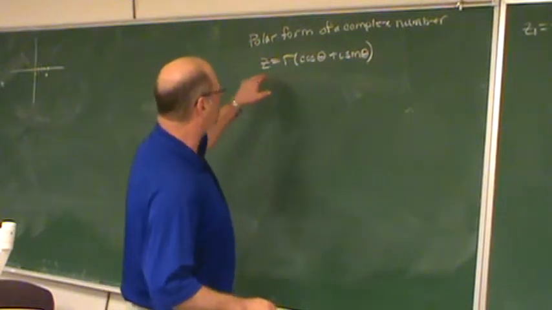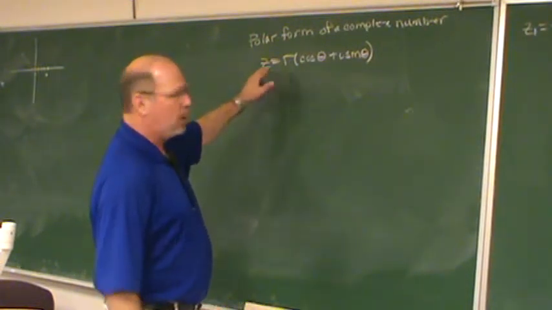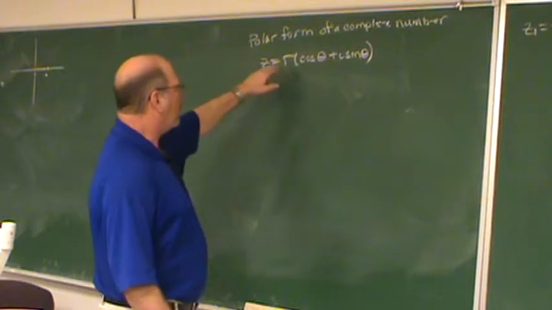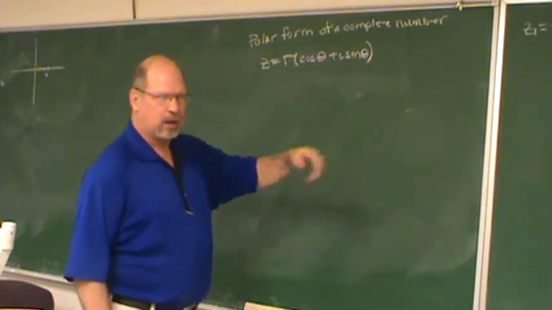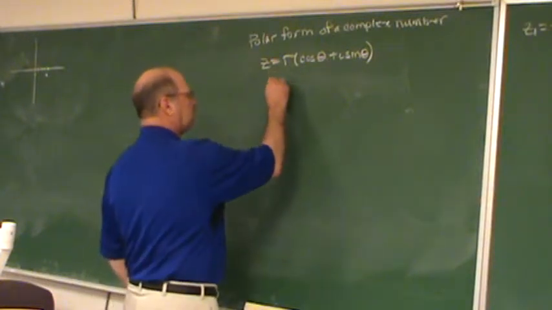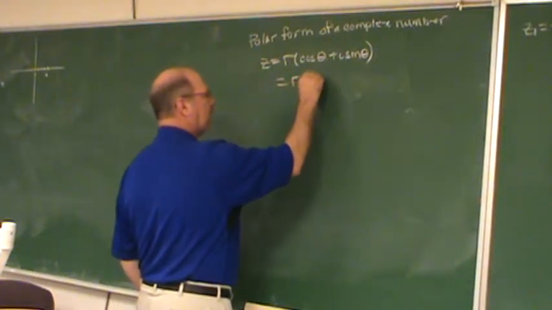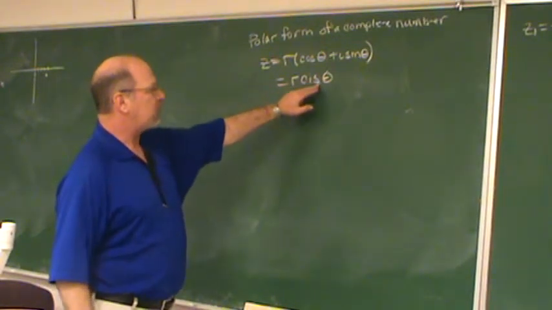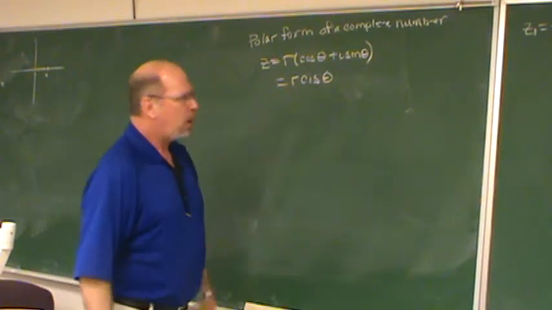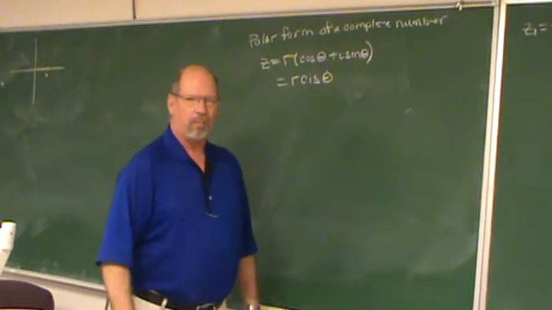You should know that the polar form of a complex number z, which is a plus bi, is equal to r times the cosine of theta plus i sine theta. The way I abbreviate this is r cis theta, r cosine i sine theta, okay? And I abbreviate all of them about like that.